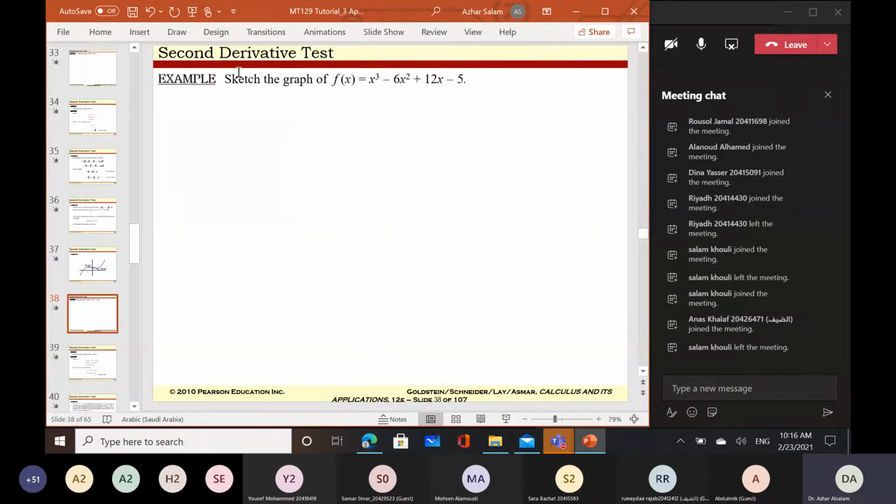Today we'll begin with this example. We still have 2 examples on sketching. Then we will begin with the optimization.